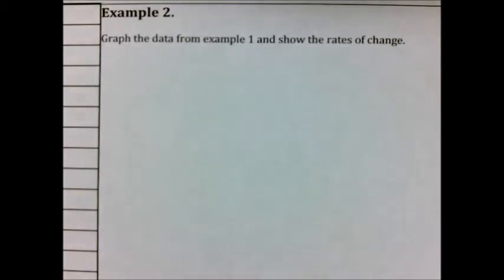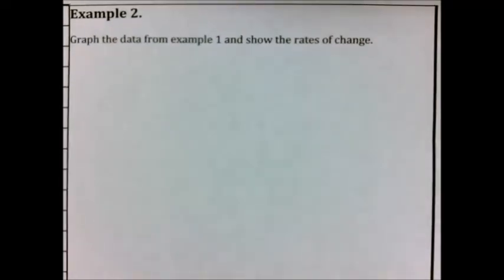Alright, example 2 says to graph the data from example 1 and show the rates of change. So now we're going to graph this. The first thing we're going to do is build a graph. I'm going to pause the video, and I want you to pause the video as well. Try to come up with your own graph, how you think it should look, and then compare that to mine. If you need to redraw it, then you can. But let's go ahead and pause the video and see how you do making your own graph.